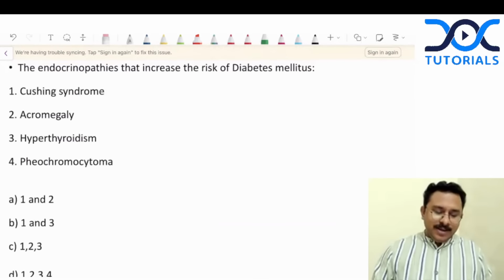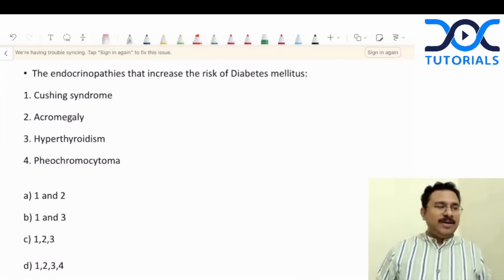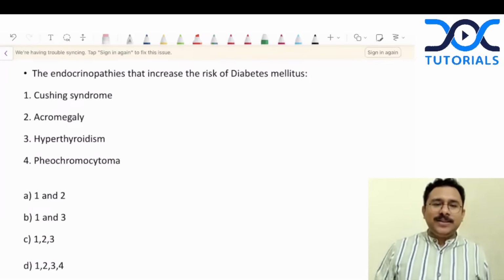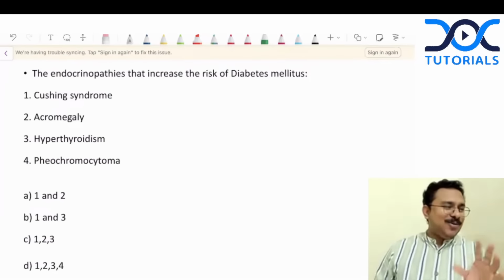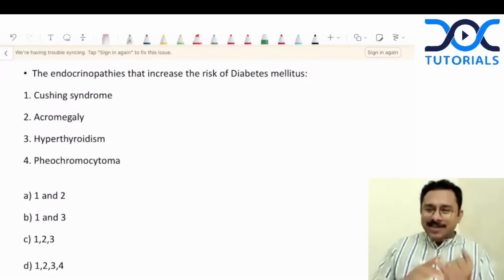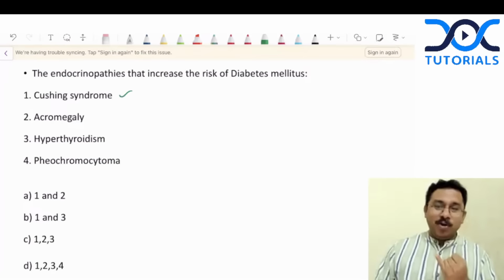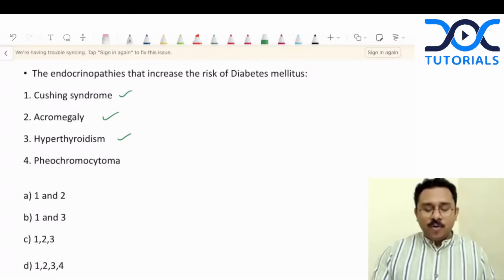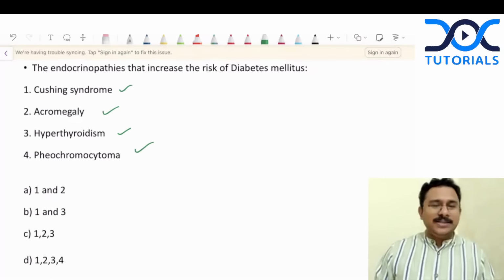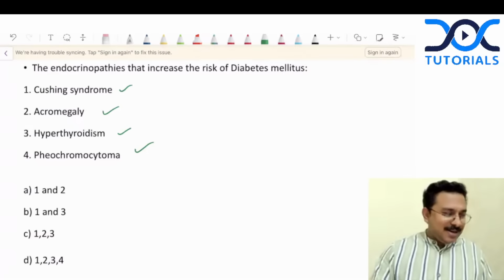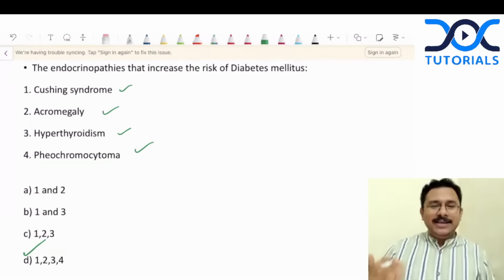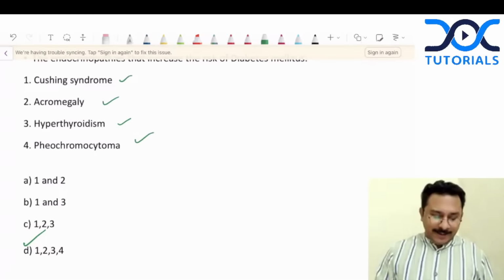Okay, that's clear. Endocrinopathies that increase the risk of diabetes mellitus: Cushing syndrome, acromegaly, hyperthyroidism, or pheochromocytoma. What do you think? Who is going to answer? Cushing syndrome? Yes. Acromegaly? Yes. Hyperthyroidism? Yes. Even pheochromocytoma. So all these endocrine conditions can increase the risk of diabetes mellitus. The answer is option D, 1, 2, 3, 4. Okay, right. Option D is the answer.